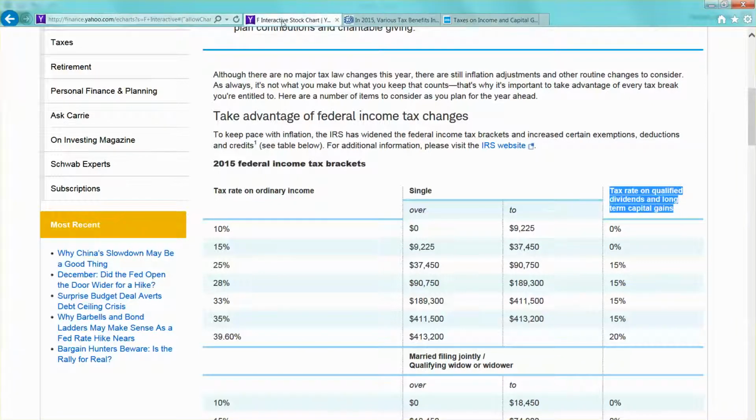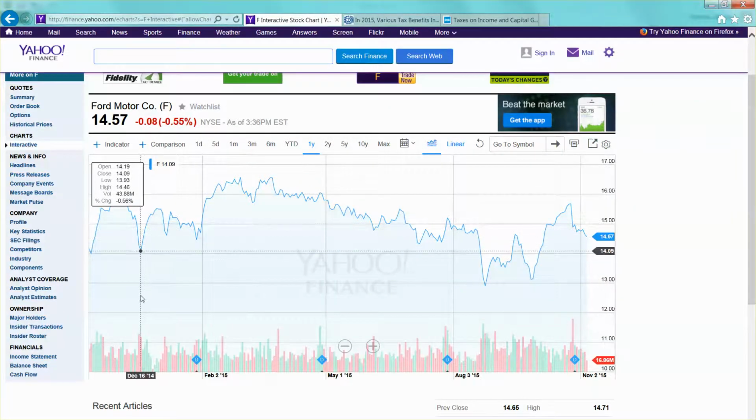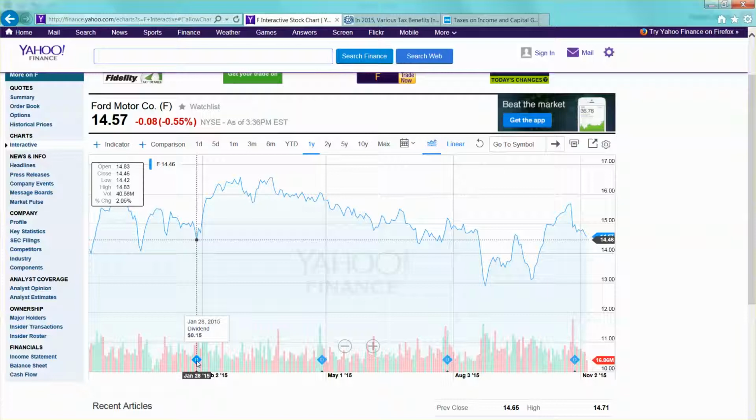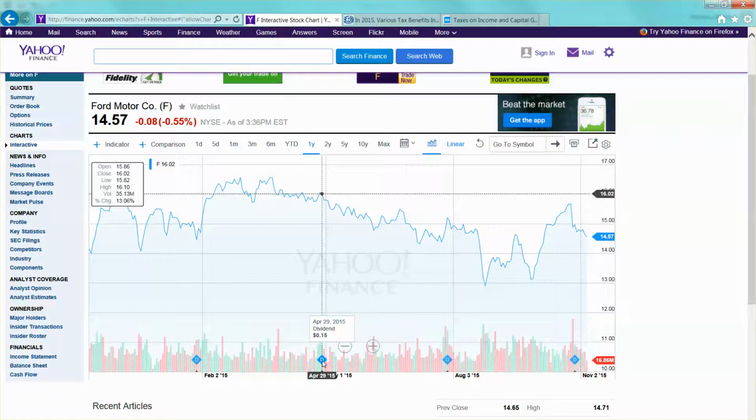So let's say that we bought stock in Ford, and we hold it for a year. And that's going to make it then a long-term investment. Ford was priced a year ago at $14.17, and it's right now priced at $14.57. And I can see, based on these blue diamonds down here, that it paid a dividend 4 times during the past year of 15 cents per share.